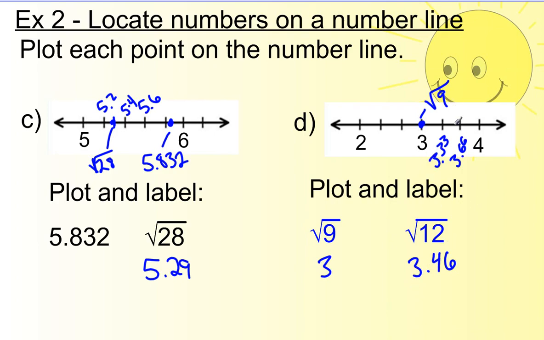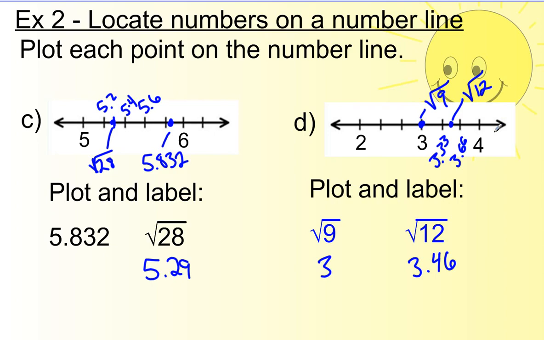So 3.46 would just be, I don't know, someplace in between here. I'm just going to put it in the middle. That's about the right place. So what this does for us is later on, if I said, what's bigger, square root of 12 or square root of 9, you can go, oh, it's the square root of 12.